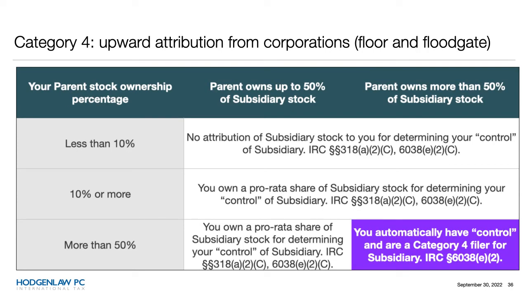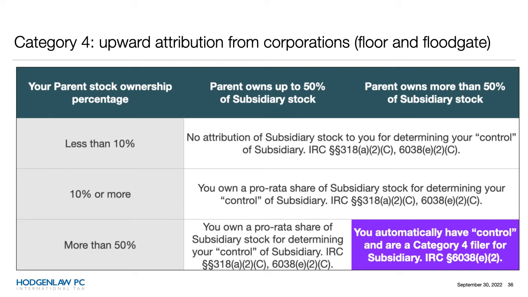Now, I mentioned floors and floodgates before. This is where, in Category 4, we're going to see how this kind of thing works. So we're talking now, I'm going to use the example of a parent company and a subsidiary. And you need to understand and identify your stock position in the parent corporation, and then the parent company's stock ownership position for the subsidiary. Let's look first at the floor.